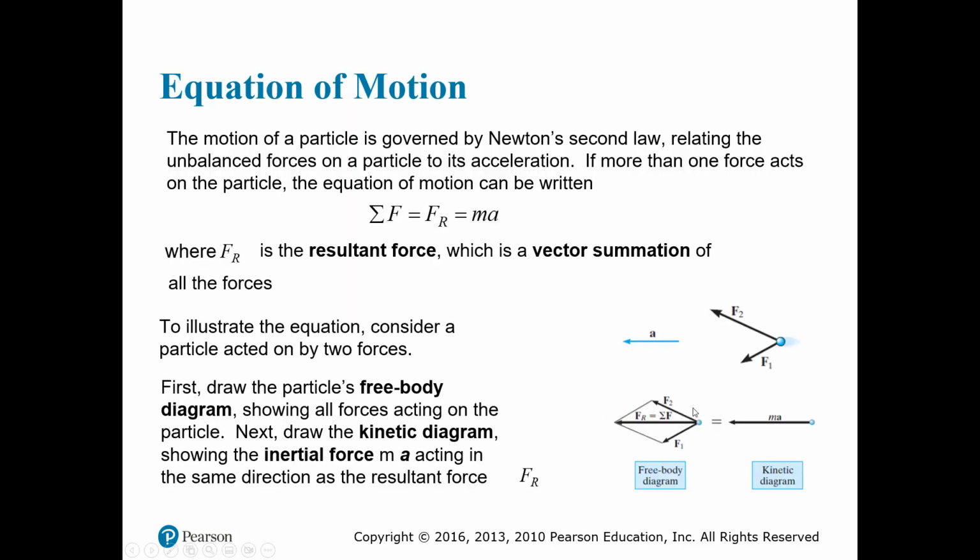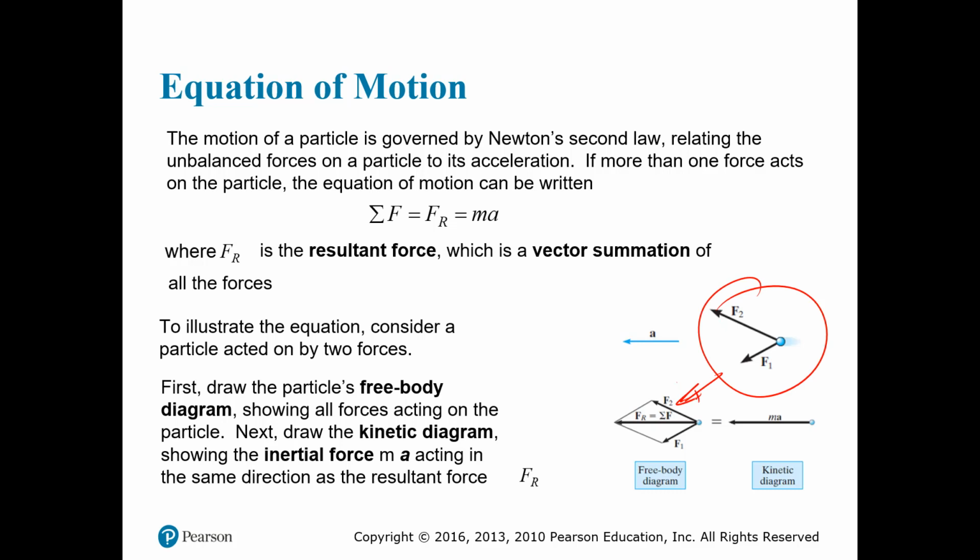Equations of motion. All right. So far, we've been just refreshing everything. The motion of a particle, like we said, is covered by Newton's second law, relating the unbalanced forces on one side, and then the acceleration that happens as a result of these unbalanced forces. Okay. F_R is the resultant force, which is a vector summation of all the forces involved in a movement. Okay, as you can see here, from here to here.